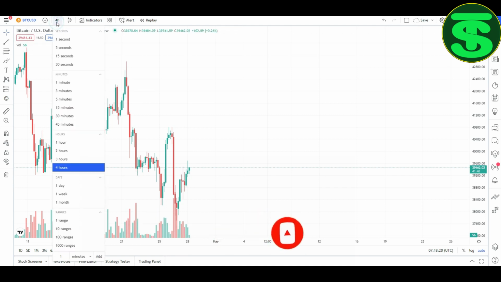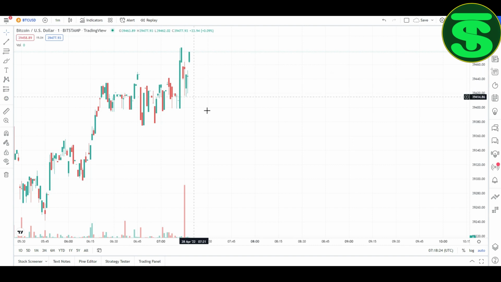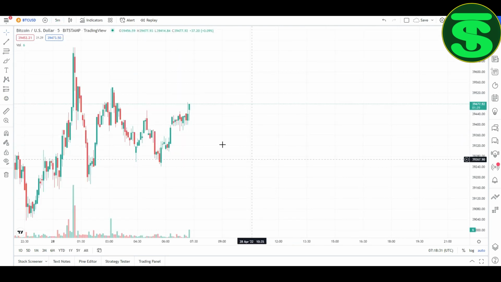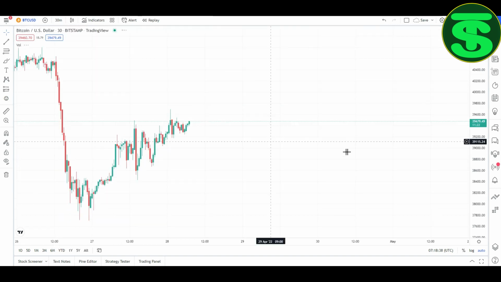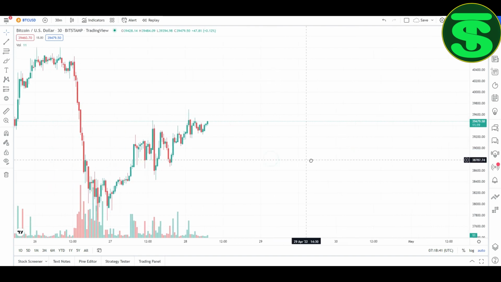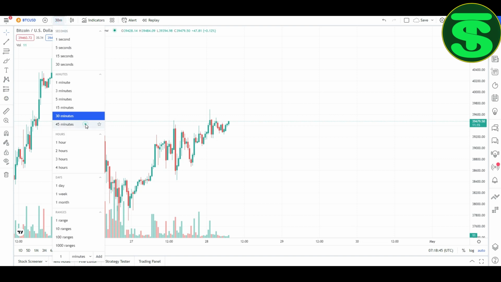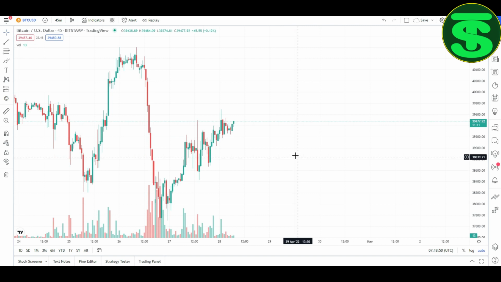Now I go to the 1 minute chart, you can see this graph is also going up. If I go to the 5 minute chart you can see this graph is also going up. If I go to the 30-minute chart you can see this graph is also going up. If I go to the 45-minute chart this graph is also going up. So it's clear, this market is going up.